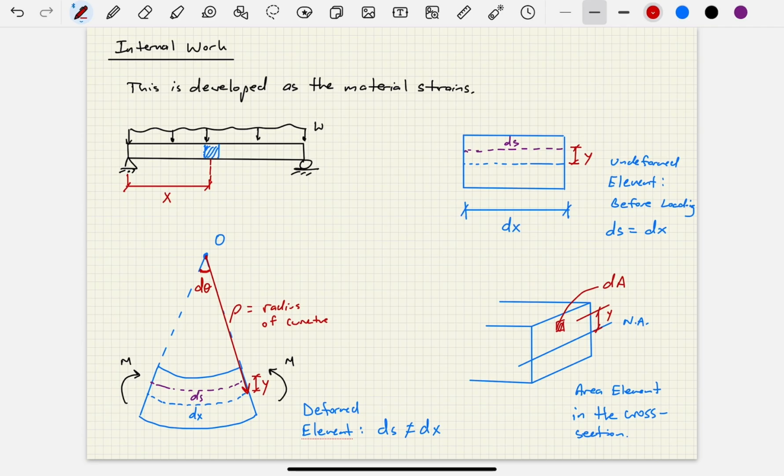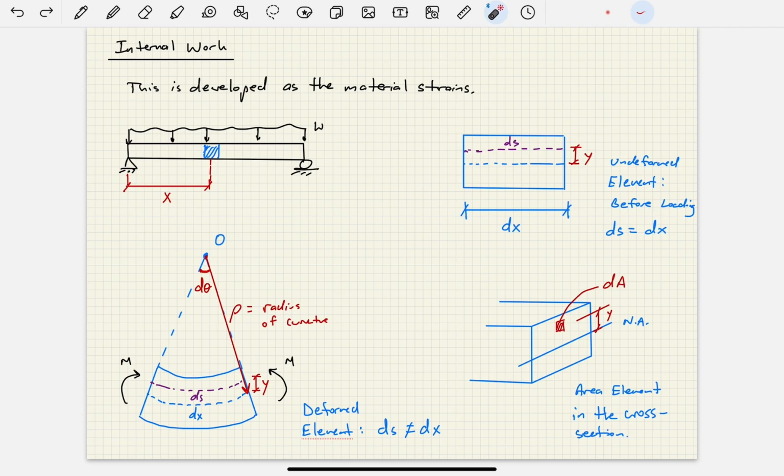Now, here's what I'm going to do next. The next thing I'm going to do is look at a little area element in the cross section of this beam, okay? So I'm going to look inside of this cross section, inside of the beam's cross section. And when I look inside of it, I see this kind of shape right here. Let's say that that beam is a rectangle, and you see this is like a 3D view here. Here's my neutral axis. Here's that same distance y above the neutral axis. And I'm going to extract this little differential element dA, okay?